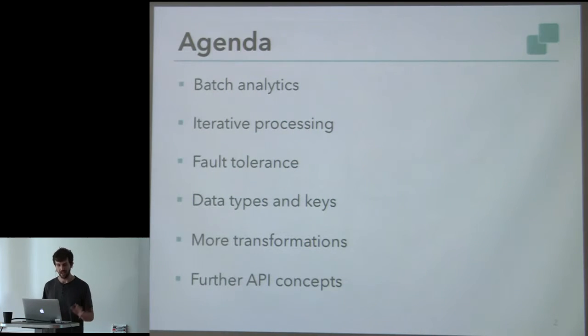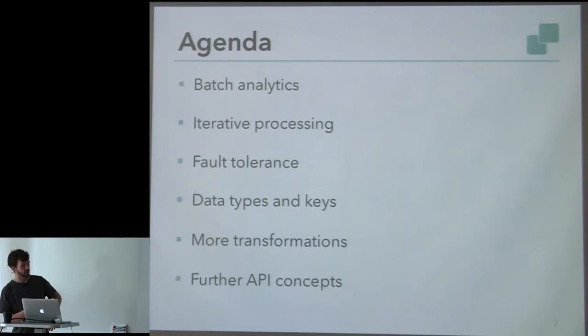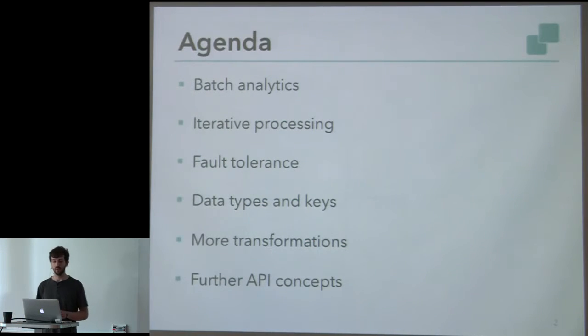Okay, so if I manage to cover everything in the advanced part, which I kind of doubt now a bit, it's a bit late already, I want to talk about the special batch features of Apache Flink that we built for batch processing specifically. And I want to talk about iterative processing, which helps you to construct loops in Flink, which can be used for example in the graph and machine learning library. Then I want to talk about fault tolerance, also give a small demo, and then show you some more transformations and some advanced API concepts.